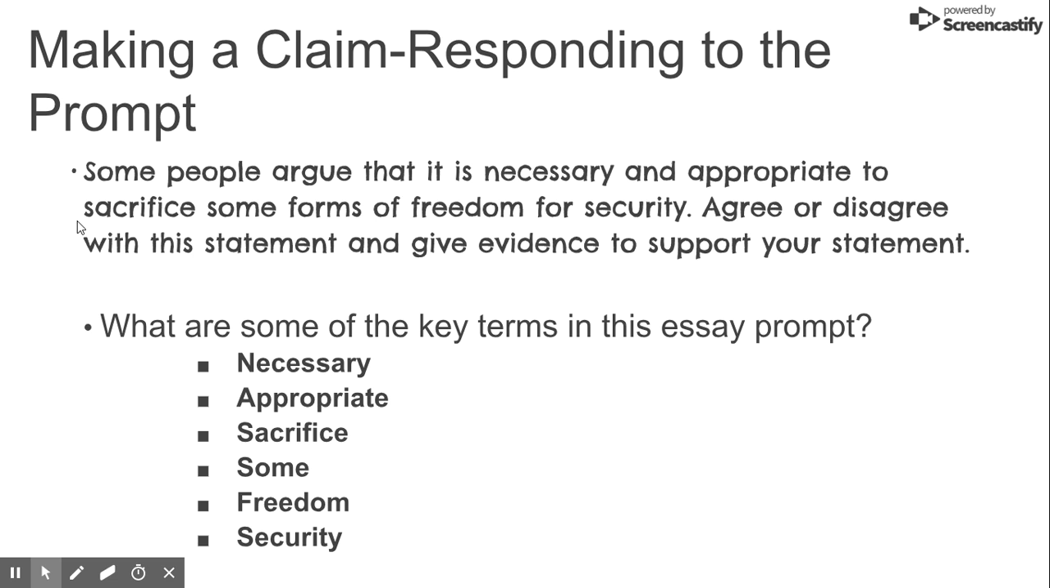Sacrifice is another really important word to talk about. What do we mean when we say sacrifice? Some forms of freedom and security are an interesting phrase too. How much is too much freedom to sacrifice? And security is another term you're going to need to define. Are you talking about cybersecurity, physical security? What does that look like?